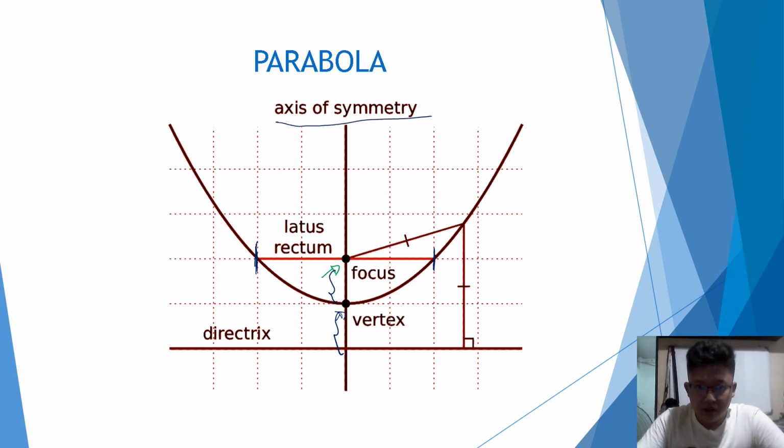This is the axis of symmetry. It cuts or divides the figure into 2 equal parts. That's where you can see it. So that's what we call the axis of symmetry. Next.